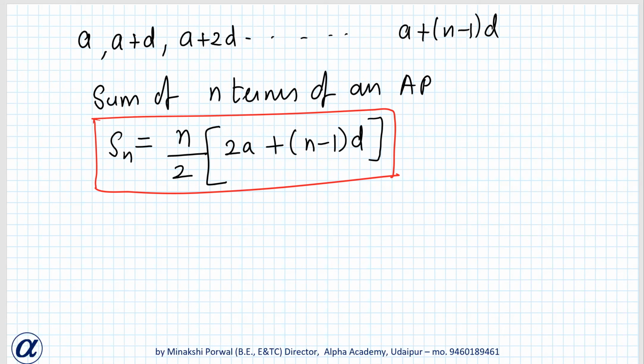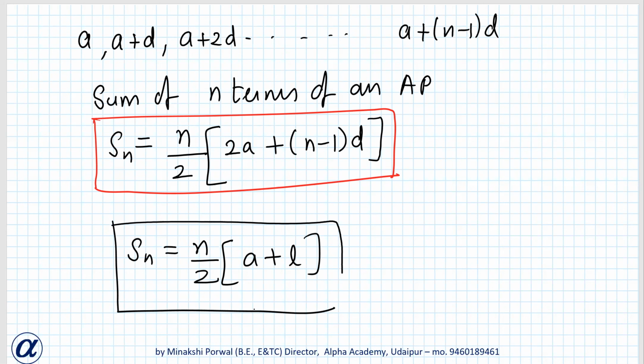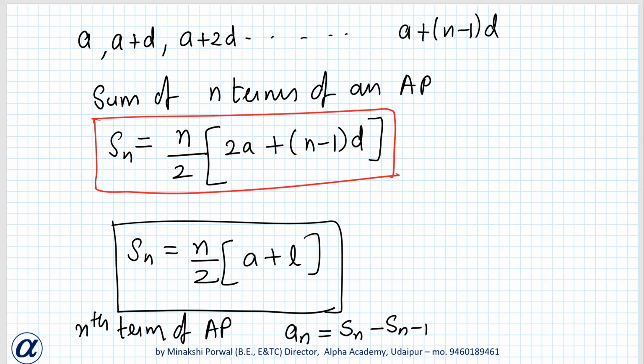If we know the last term, then Sn can also be written as n by 2 into A plus L, where L is the last term, A is the first term and n is the number of terms. So if we know what the first term is and what the last term is, then Sn can be found by this. Then the nth term of an AP can also be found by the sum of n terms minus the sum of n minus 1 terms. The nth term can also be found by Sn minus S of n minus 1.